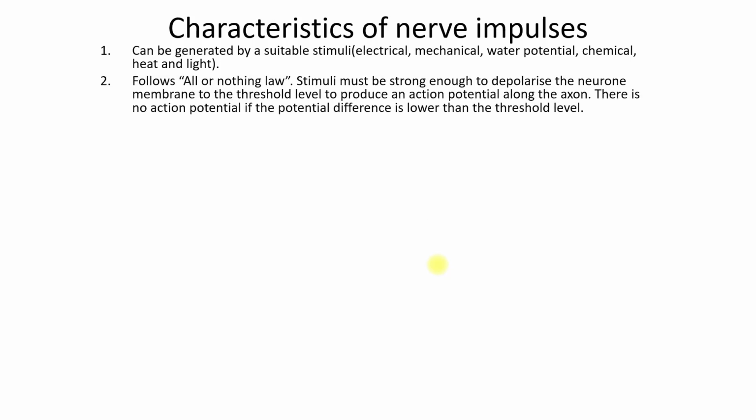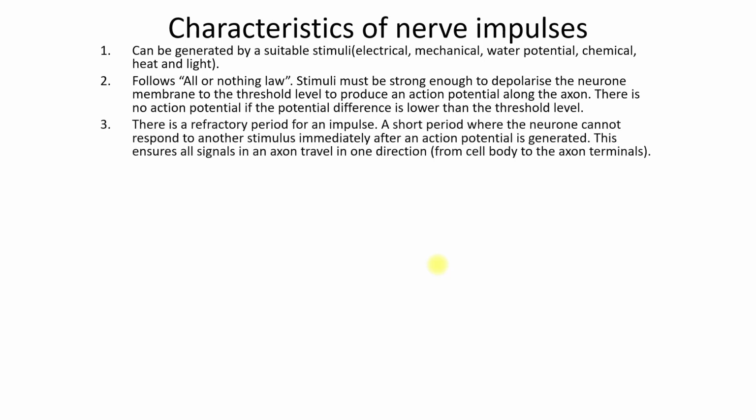Meaning to say, the stimulus must be strong enough to depolarize the neuron membrane to the threshold level to produce an action potential along the axon. There is no action potential if the potential difference is lower than the threshold level. If we apply this to our daily life, let's say chemical, for example. One simple chemical is perfume. If the smell is so soft that you barely notice it, why? Because the stimulus, which is the chemical, is not strong enough to depolarize the neuron membrane to the threshold level, which is to produce an action potential.